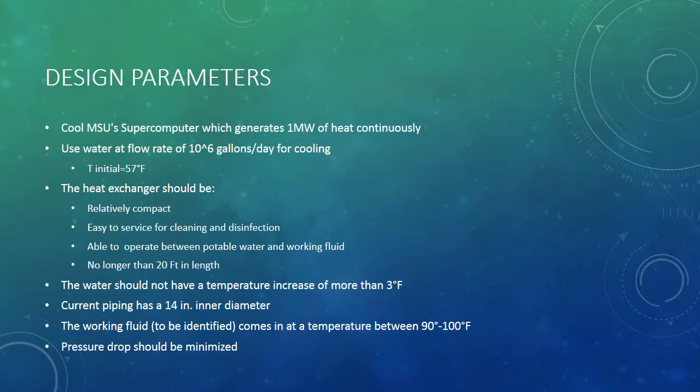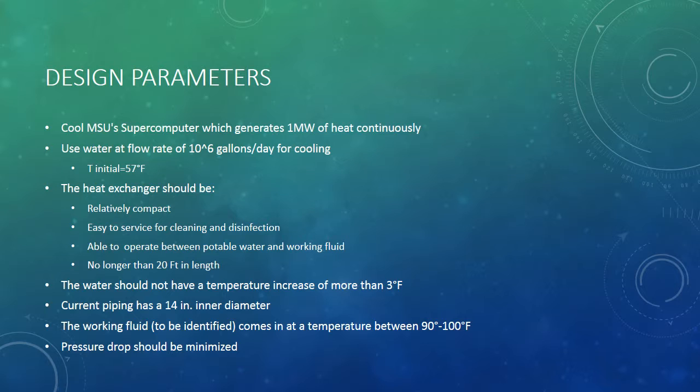We were using water at a flow rate of 10 to the 6 gallons a day for cooling, which had an initial temperature of 57 degrees Fahrenheit. The water should not have a temperature increase of more than 3 degrees Fahrenheit. The heat exchanger should be relatively compact, easy to service for cleaning and disinfection, able to operate between potable water and working fluid, and no longer than 20 feet in length.